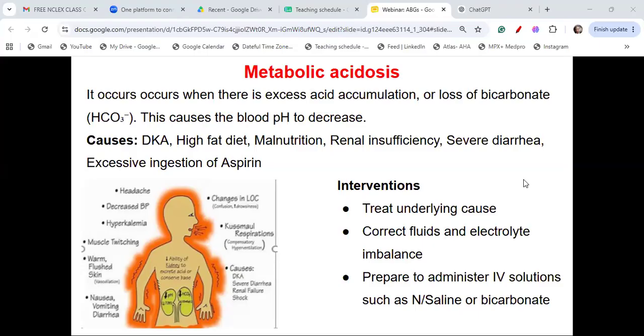So the take-home message for all this, I've said, you need to focus on the causes, because in case they bring any question, they may bring it in form of a cause. You identify a cause of any ABG disorder.